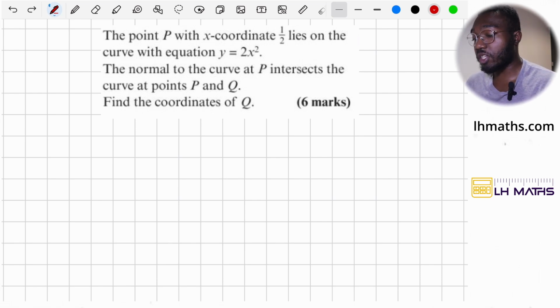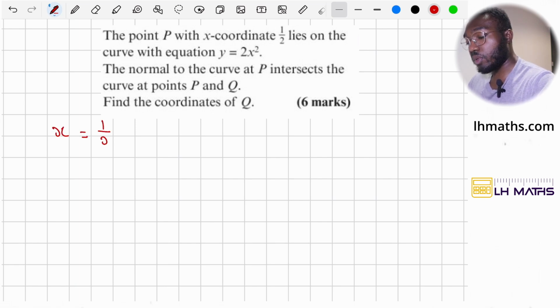So let's go through this question. First things first, okay, we have a point P with x coordinate a half. It lies on the curve. So first things first, we need to work out what this normal is to the curve at P. To work that out, we need to know our x value. Our x value is a half. Okay. We don't know our y value yet. Our y value is an unknown.